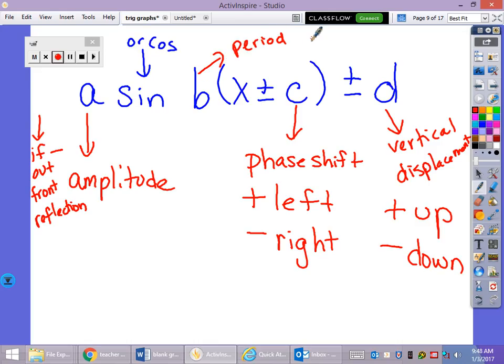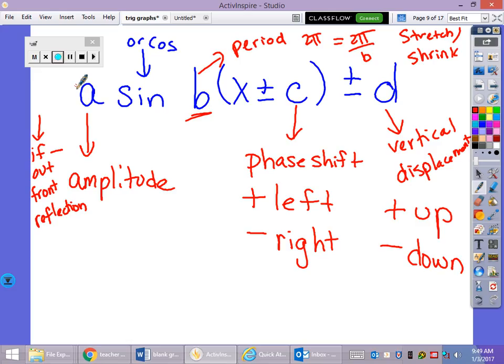Okay, this is my period. If nothing's listed, it's 2 pi. Otherwise, it is 2 pi over whatever B is. This is a stretch or shrink, and because it's with X, it's the opposite. So if it's a big number, it shrinks. This is for the width, how wide or skinny my graph is. And this is a stretch or shrink up or down.